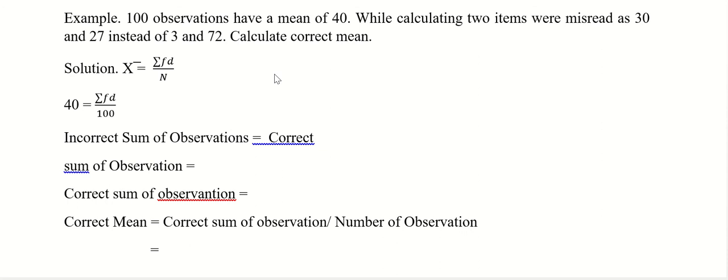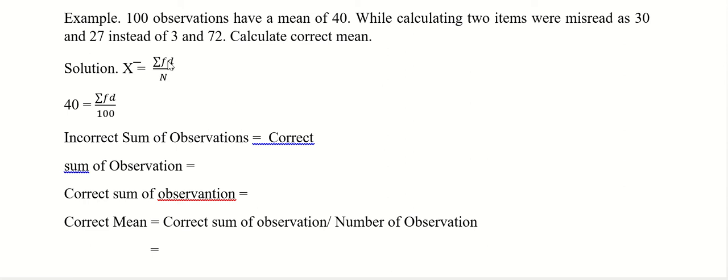So now we have our next question. This question is quite similar to the previous one. The only difference is that in the previous question we had one incorrect value. Here we have two incorrect values, right? So the procedure would be the same. Let's do it. The formula is the same: mean equals sum of observations divided by number of observations.